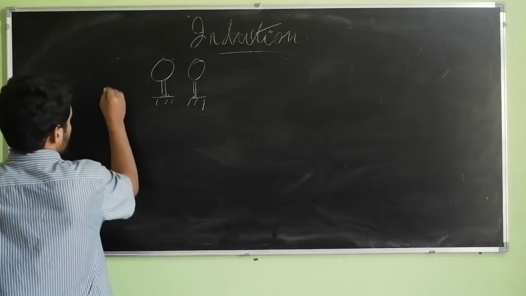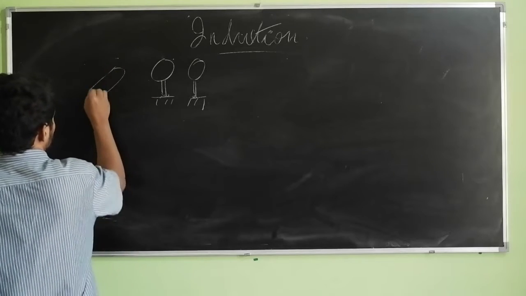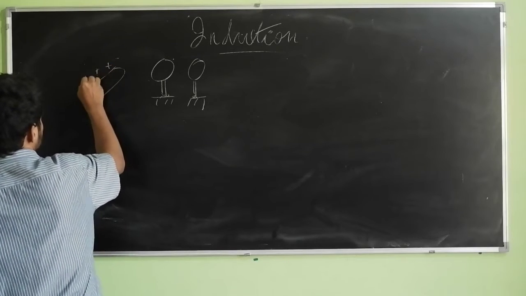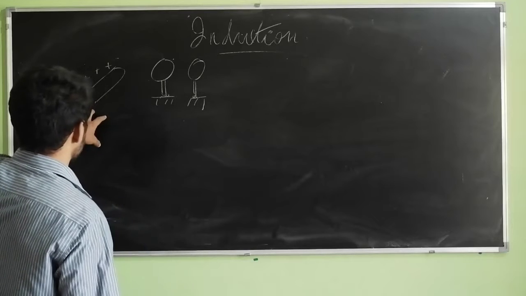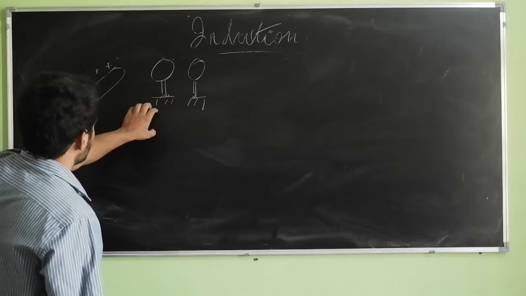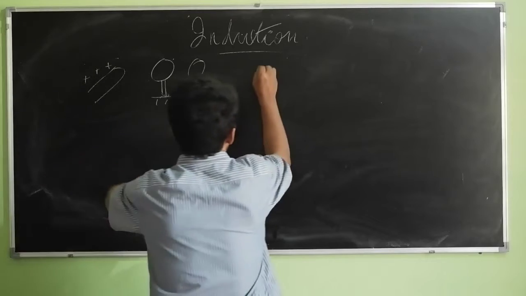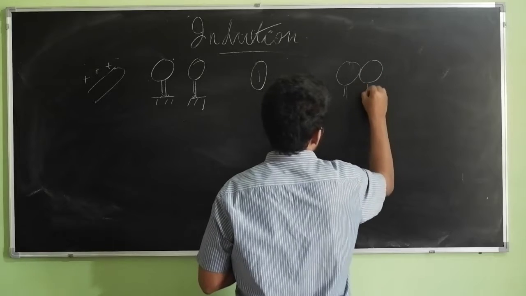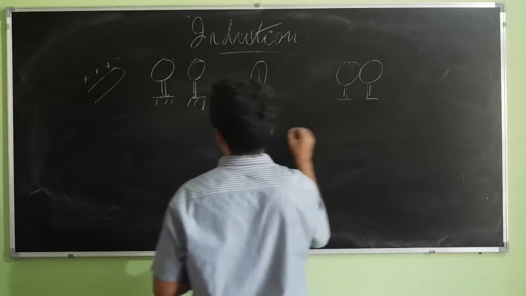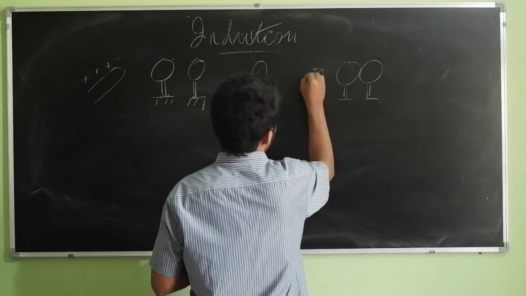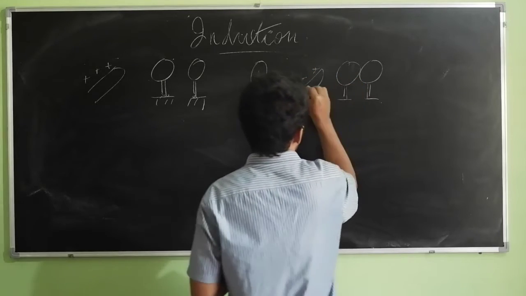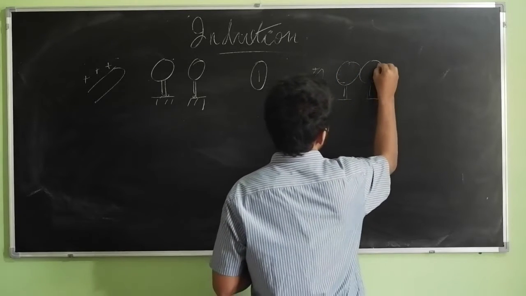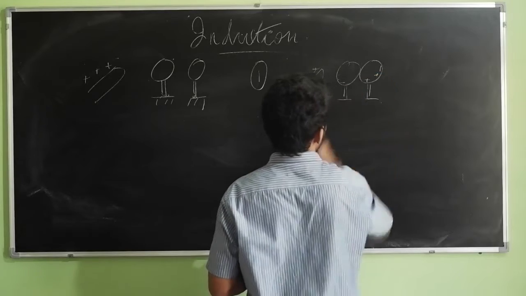So we'll bring a glass rod. Glass rod is positively charged. When we bring this glass rod in front, in the first step, we'll touch these spheres together. Because the rod is positively charged, all the negative charges will come here, leaving positive charges at the other end.